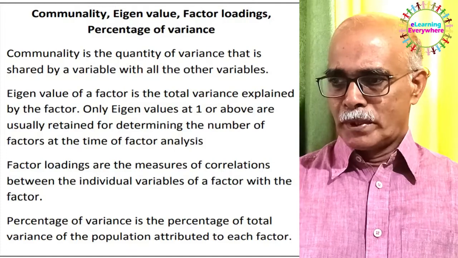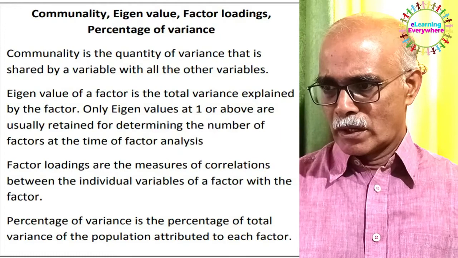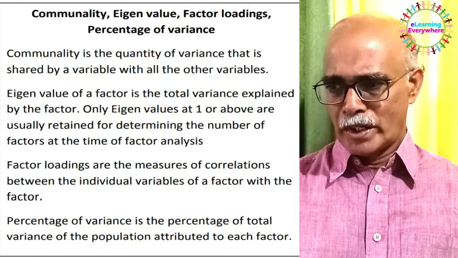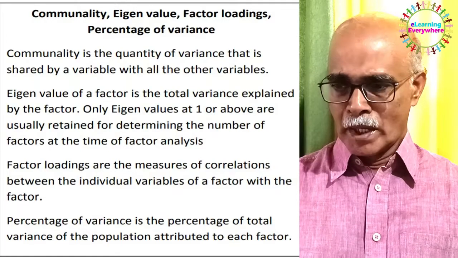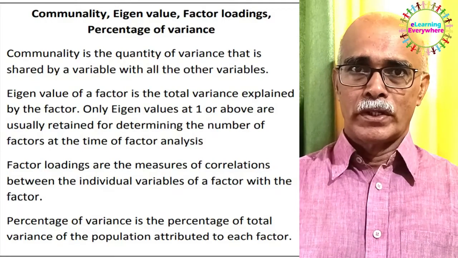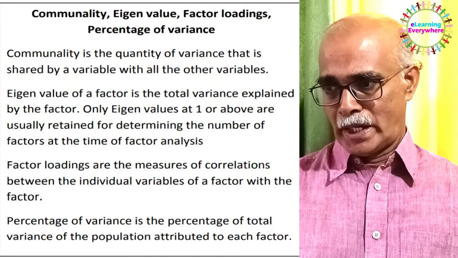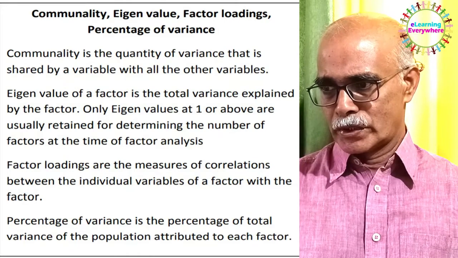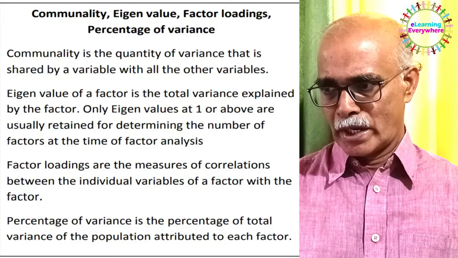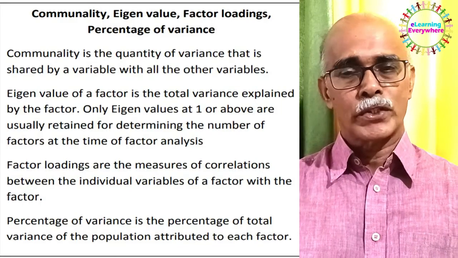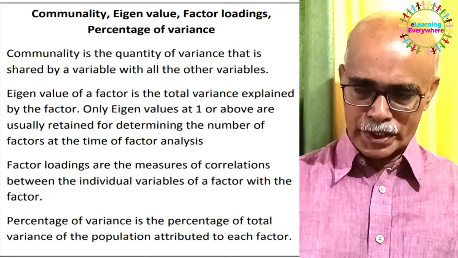And then comes the percentage of variance. It is the percentage of total variance of the population attributed to each factor. The variance of the population is contributed by the factors together, and the percentage of total variance of the population attributed to each factor is called percentage of variance.